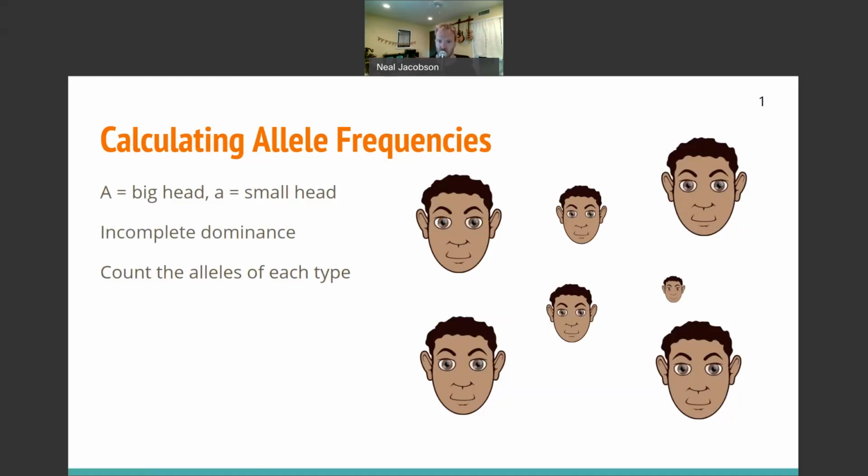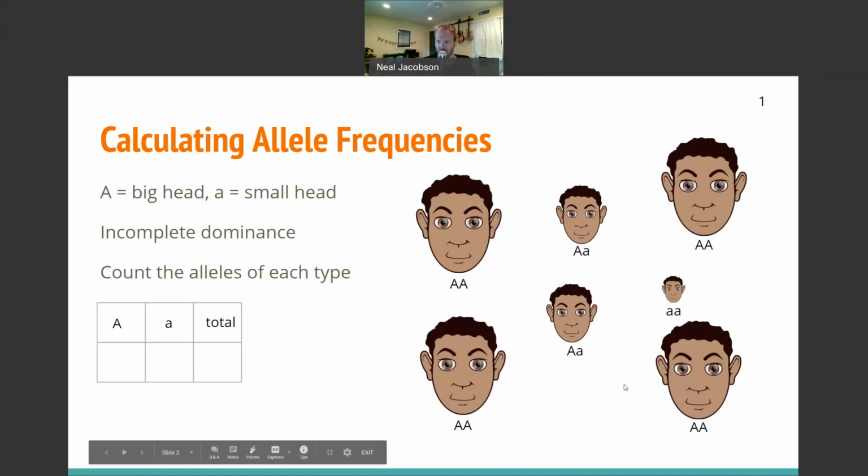Notice how we did this. Individuals with a big head are going to have two big A alleles. Individuals with a medium head will have one big A allele. And then individuals with small heads will have 0 big A alleles. So all we do is just count the alleles. This individual has 2 of the big A's. This individual has 2, so that's 4. This individual has 2, so that's 6. This individual has 2, so that's 8. And this individual has 1, that's 9. This individual has 1, that's 10. So I have 10 of the big A alleles.